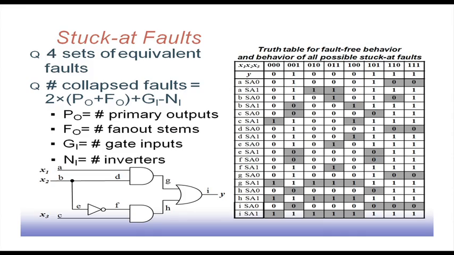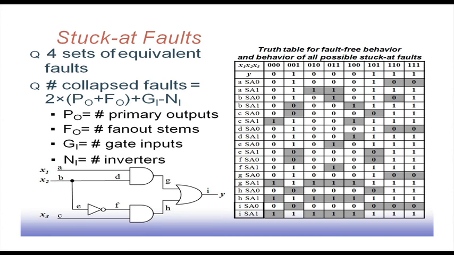From this equivalent set we can consider only one fault for test generation, knowing fully well that the remaining faults are also detected by this pattern, though we cannot say distinctively which one of them has occurred. Now, you can come up with a formula for the number of such collapsed faults. Collapsed faults means that you have removed all the equivalent faults from all equivalency classes, taking only one fault from each. In that case the number of collapsed faults is given by 2 into primary inputs plus fan out stems plus number of gate inputs minus number of inverters. So this formula can give us the number of collapsed faults in a circuit.